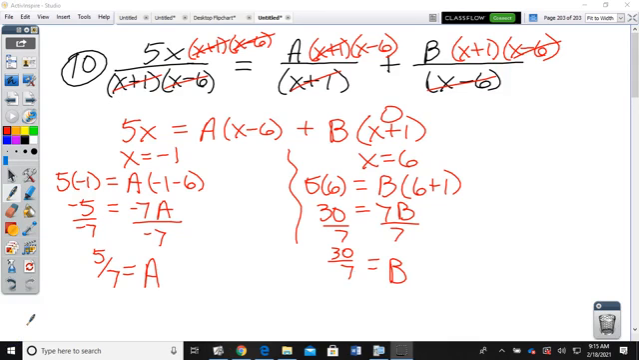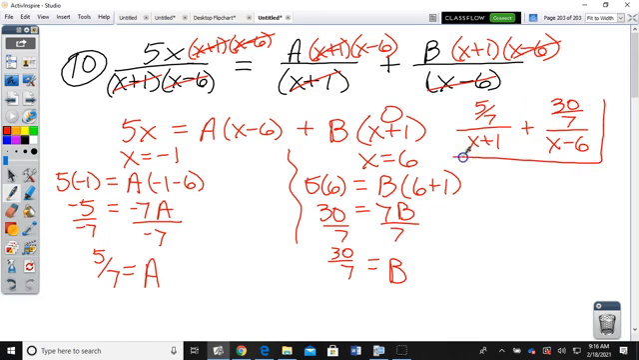All right, so we take our numerators and we rewrite our fraction. So 5/7 over x plus 1 plus 30 over 7 over x minus 6. Now, you can write it like that. I believe that's how they have it written on the answers. If you want to get really fancy, this is also acceptable. Ugh, that's ugly.